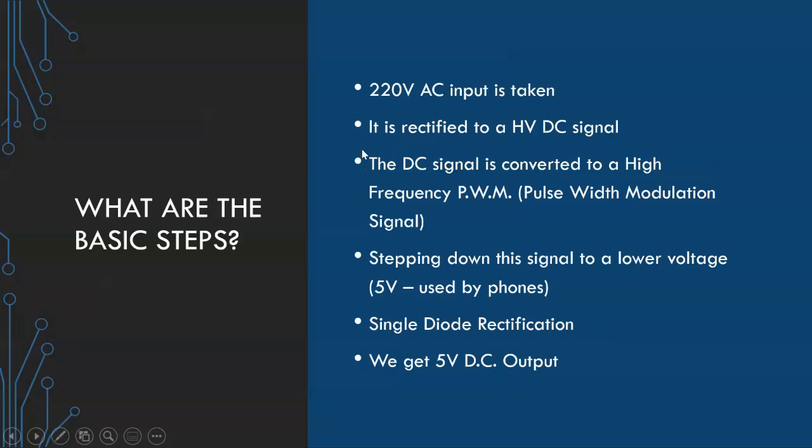A 220 volts AC input is taken and it is rectified to a high volt DC signal. The DC signal is converted to a high frequency PWM signal, which stands for pulse width modulation signal, and then it is stepped down to a lower voltage, and then by a single diode rectification we convert this lower voltage AC signal into a DC signal.